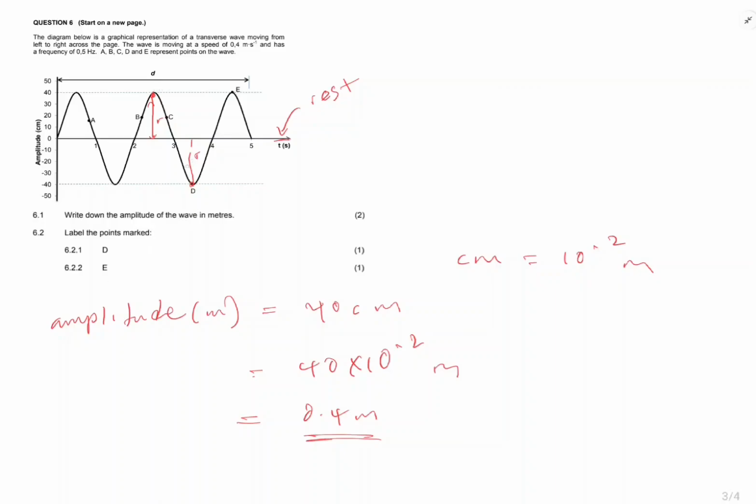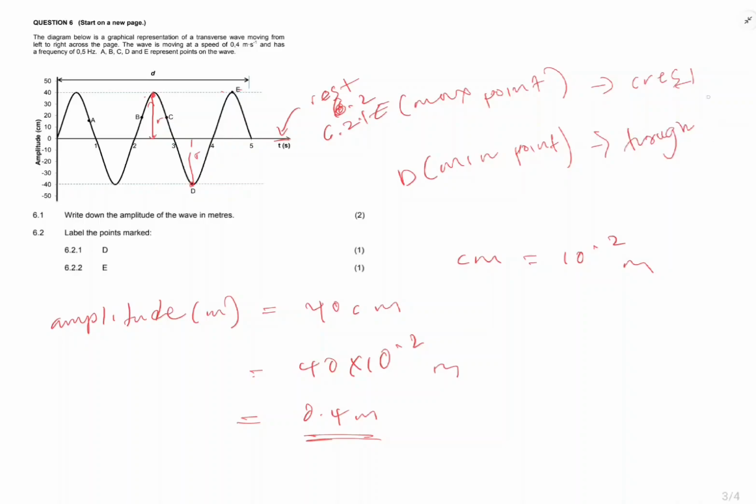6.2 says label the points marked D and E. We said that E is the maximum point of the wave, which we labeled as the crest, and D, the minimum point, we said is the trough. These are just some of the parameters which describe a wave. The minimum point is the trough and the maximum point is a crest. Just recall at this point. Okay, I think we can move on to the other questions.